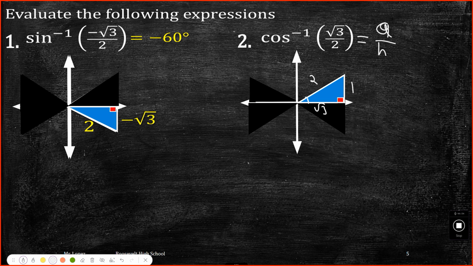What's the angle here? 30. Because it's 1, root 3, 2. That's always 30. So if it is 30, what is 30 degrees in terms of radians? Pi by 6. So the solution is pi by 6. All right, continue.